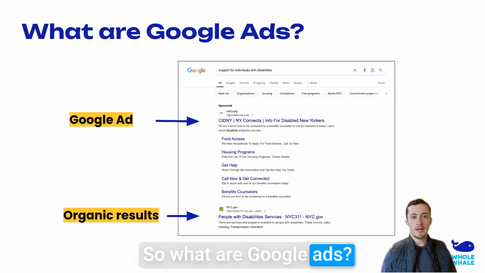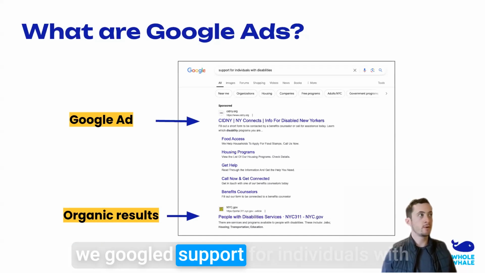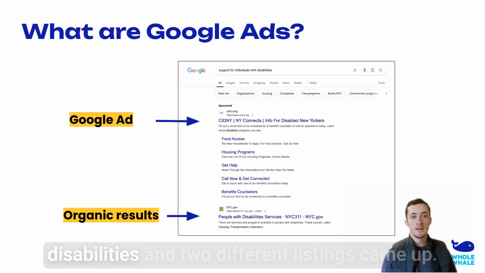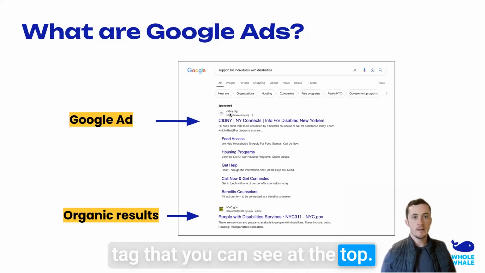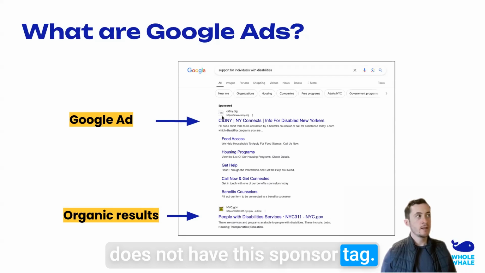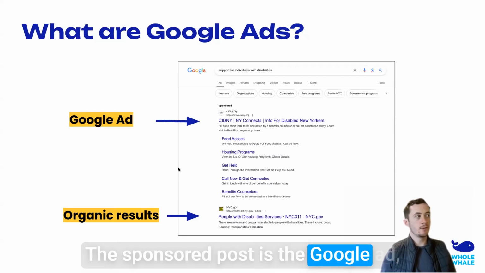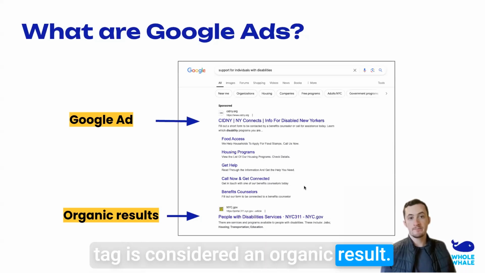So what are Google Ads? You can see in this screenshot here, we Googled support for individuals with disabilities, and two different listings came up. The top one here has this sponsored tag that you can see at the top, whereas the listing underneath does not have this sponsored tag. The sponsored post is the Google ad, whereas the one without the sponsored tag is considered an organic result.